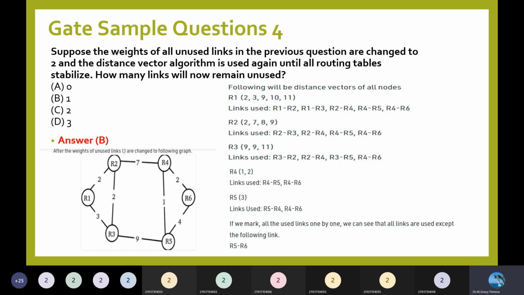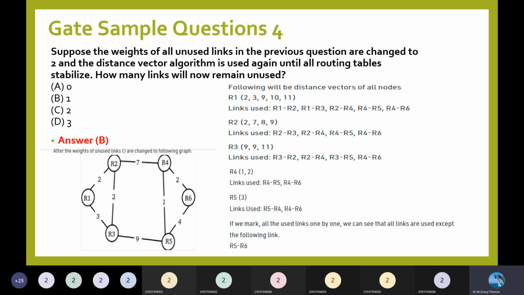So the following will be the distance vector. For example, for R1, it is 2 and 3. R1 to R2 is 2, R1 to R3 is 3, R1 to R4 is 9, R5 is 10, and R6 is 11. Okay, so the links used are R1 to R2, R1 to R3, R3 to R4. Then for R2, how many links are used? We used only 3 links. R2 to R1 is 2, R2 to R4 is 7, R2 to R5 is 8, and R2 to R6 is 9.